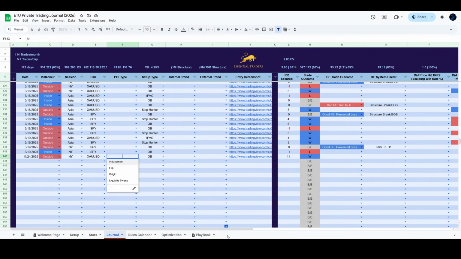PD type, what PD was this off of? This was off a liquidity sweep into a PD. So if it's a liquidity sweep into PD, I just put liquidity sweep to simplify it. Internal trend at the time of my entry was counter.